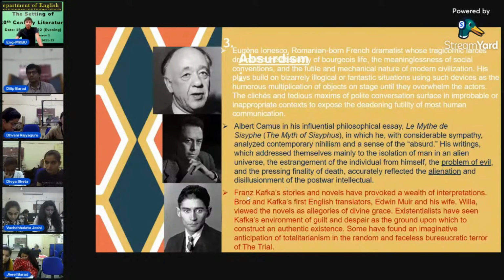And the third one is Franz Kafka. We are all aware of this famous writer, whose stories and novels have provoked a wealth of interpretation. So it is not so that anyone, the Metamorphosis there.